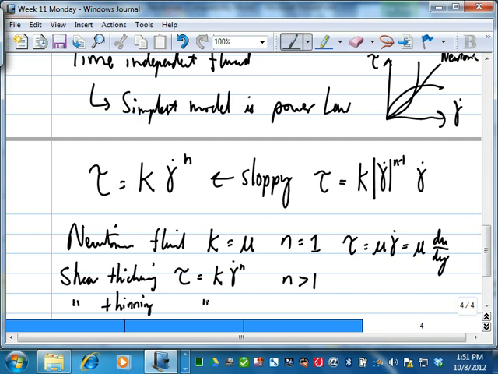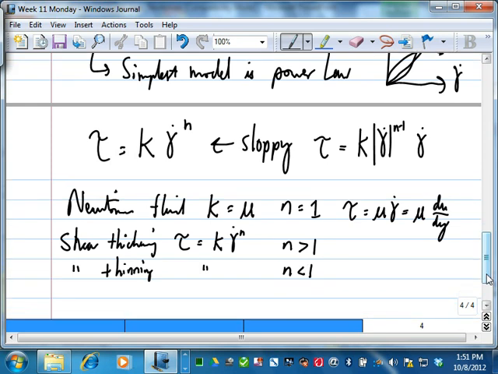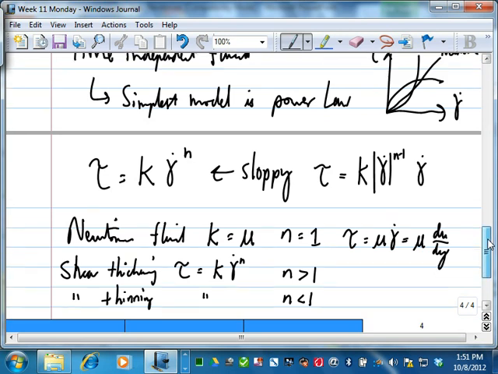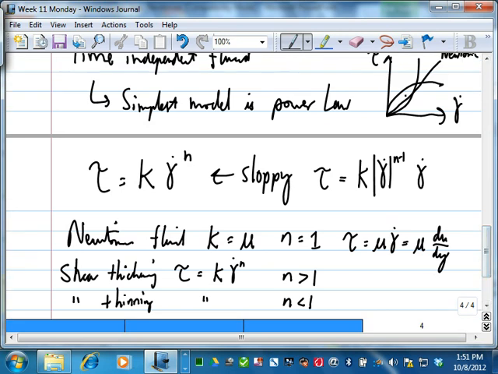Shear thinning, this one's the same, n less than 1. Is that okay? So this is the simplest model. Remember that this is only a model. We can measure this one from the rheometer or whatever device that we use. But the fluid doesn't know that it's a power law fluid.